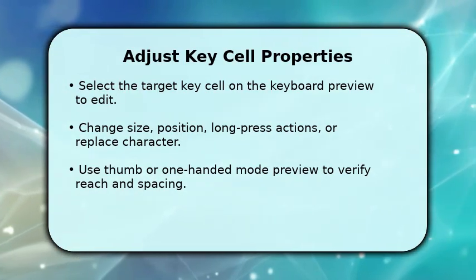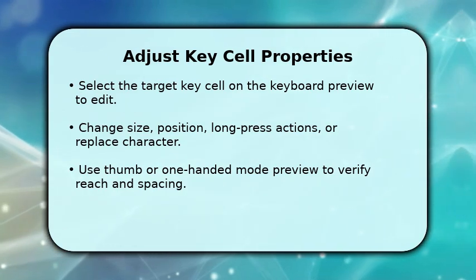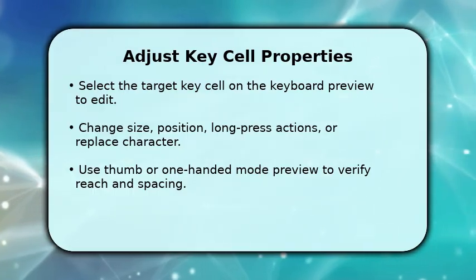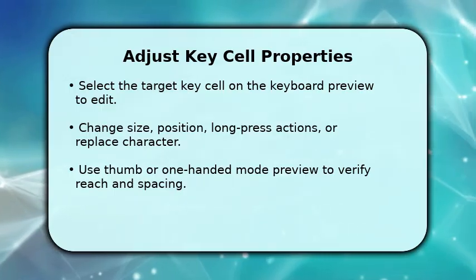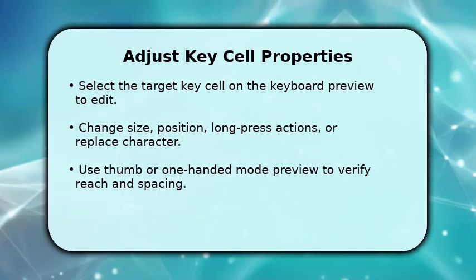Tap the key in the preview to open its options and choose size, position, or assigned character. If you need special functions, set long press or secondary characters here. Use the layout preview to move adjacent cells and avoid overlap, drag handles, or use numeric padding values when available.